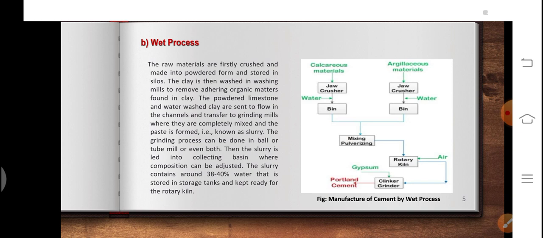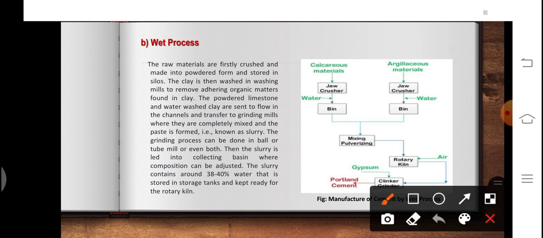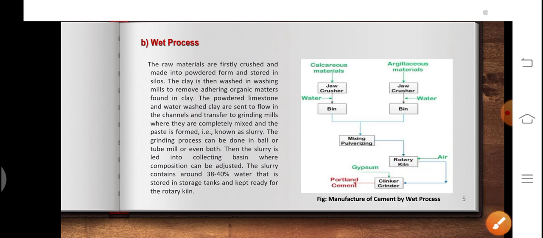Now the grinding process can be done in a tube mill or in a ball mill. Then the slurry is led into the collecting basin, and finally its composition is adjusted. Slurry contains around 30 to 40% water, and is stored in the tank and then kept ready for the rotary kiln. After mixing with the water, the slurry is pulverized and finally taken into the rotary kiln, where the proper burning of the raw material is done. So this is the ray diagram for the wet process.